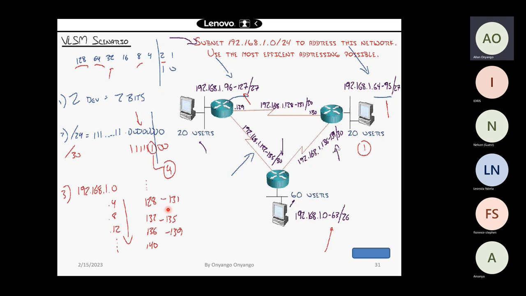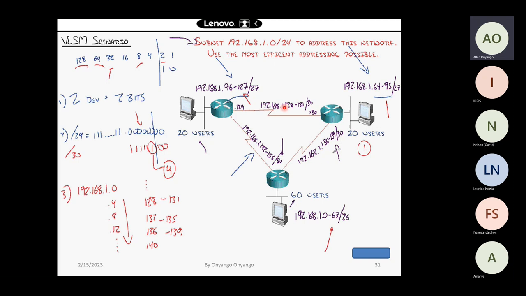The same thing here. 132, network address. 133 is first usable. 134 is second usable. And 135, this is 132, so 135 is our broadcast. So between 132 and 135, we have 133 and 134. Those are our only two addresses, exactly two. One for one end, one for the other end. This side is 129, this is 130, okay?